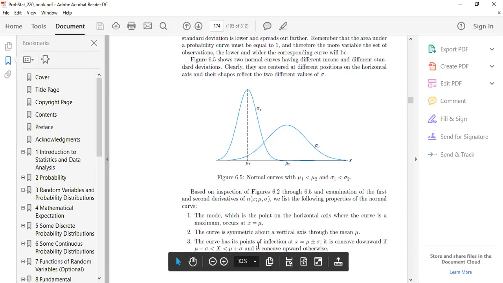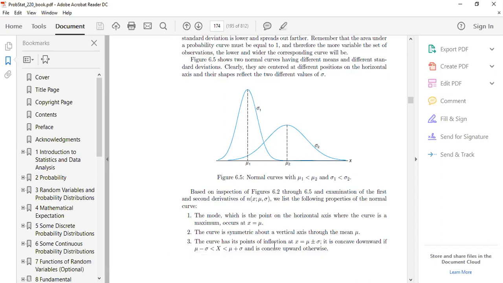The curve has its point of inflection. I will let you know what we mean by the point of inflection. It relates to the rate of change of a function, that is, the derivative. The rate of change of displacement is the derivative, which is the velocity, and the rate of change of velocity is nothing but the acceleration.